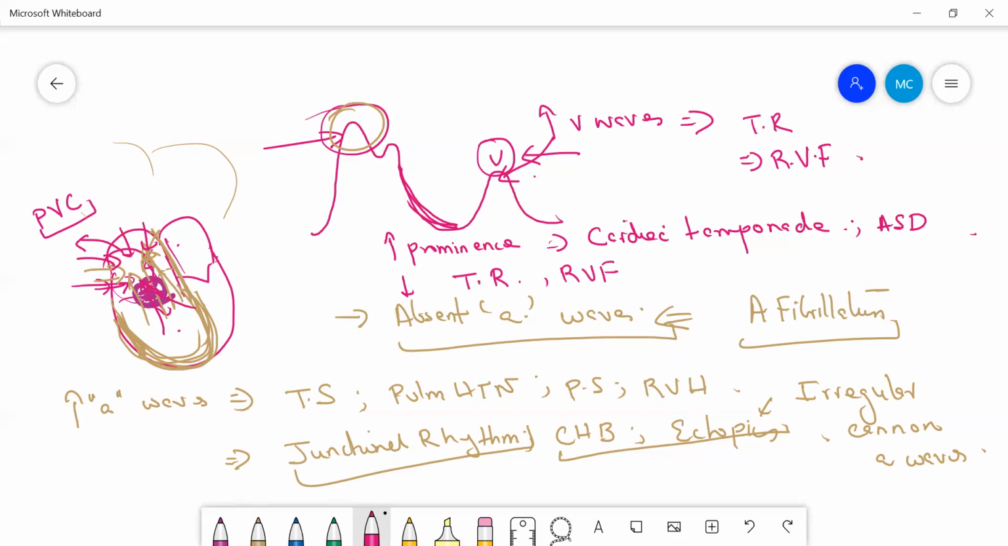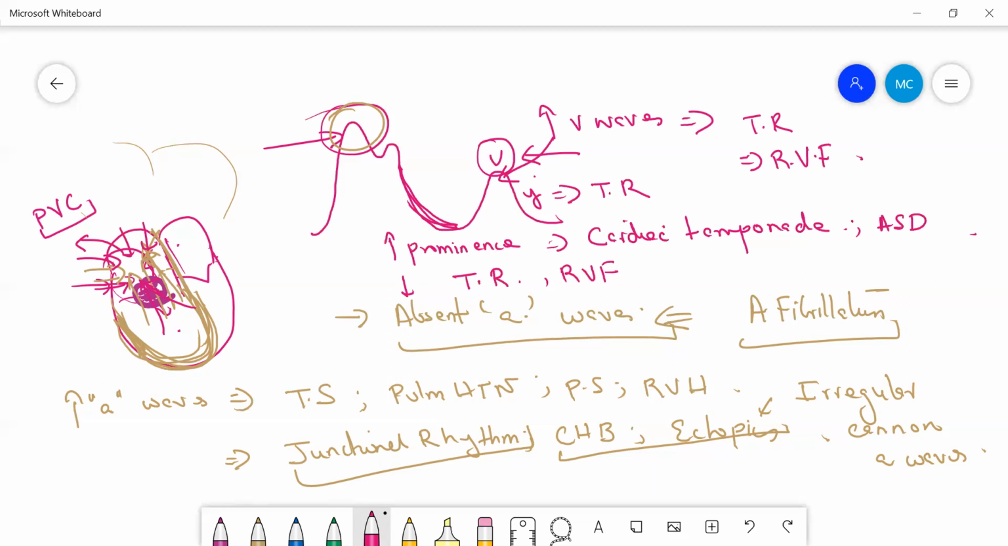Some others, like rapid Y descent. This is your V wave, and this is your Y descent. When is the rapid Y descent? Rapid Y descent mainly takes place in tricuspid regurgitation. Again, why is the Y wave produced? The Y wave is when the tricuspid valve opens and there is a passive flow of blood, which causes a decreased pressure inside the right atrium.